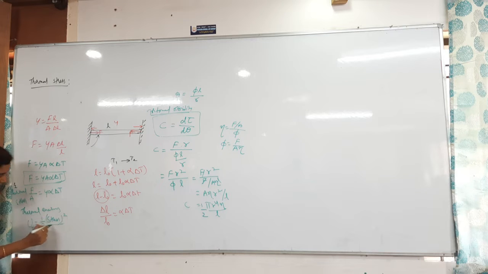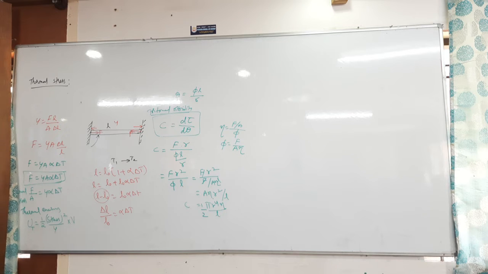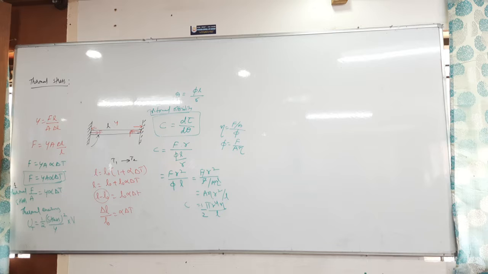So first of all I will write the formula: stress square by Y into volume, right? Compulsory you have to take the volume. If you don't take the volume, then what are you finding? Energy density you are finding. So here UT is equal to half into stress square. What is the stress square here? Y square alpha square delta T square. Instead of delta T I will take it as theta.